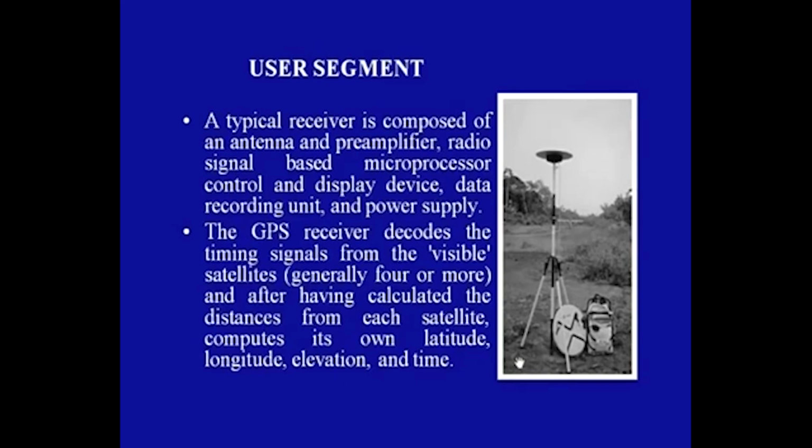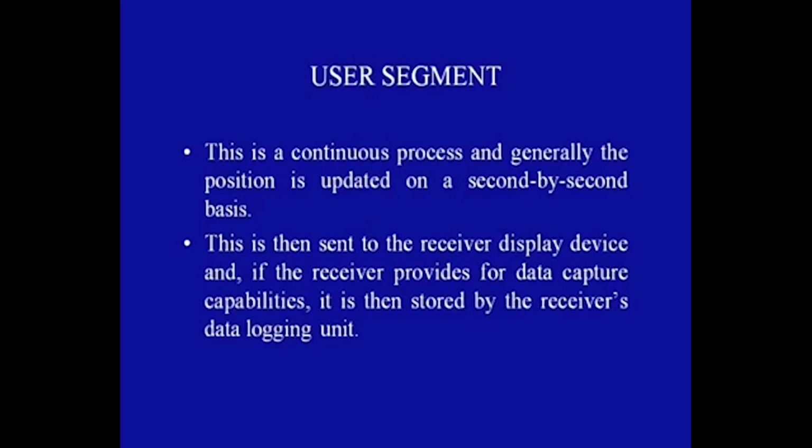The GPS receiver decodes the timing signals from the visible satellites, generally 4 or more, and after having calculated the distance from each satellite, computes its own latitude, longitude, elevation and time. This is a continuous procedure and generally the position is updated on a second to second basis. This is then sent to the receiver display device, and if the receiver has provisions for data capture capabilities, then it is stored by the receiver's data logging unit.